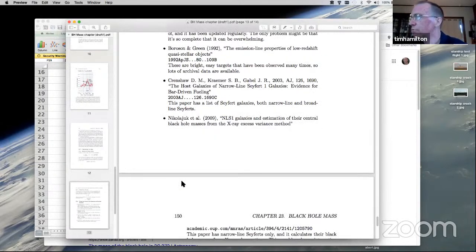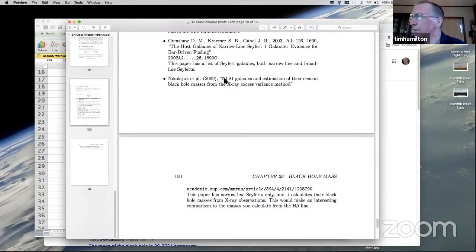And one, which scrolls over to the next page, is only a list of narrow line Seyfert 1s, but they've measured the black hole mass using X-rays, which would give you a comparison to see how your H beta masses compare to X-ray based masses. Because again, there's systematic differences. The quasar that I'm publishing on right now, we've got orders of magnitude difference between different estimates of the black hole mass. So now, sorry, going back to the question, occupation fraction in clusters.